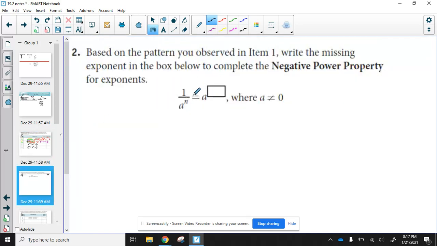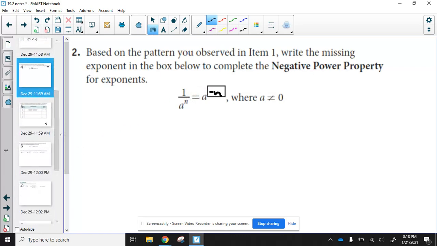So going on, this is just a rule. So again, if we have 1 over a to the n, that means it was a raised to the negative nth power. So they just went the opposite way. So 1 over a to the nth power is equal to a to the negative n. Okay, so that's our negative power property.